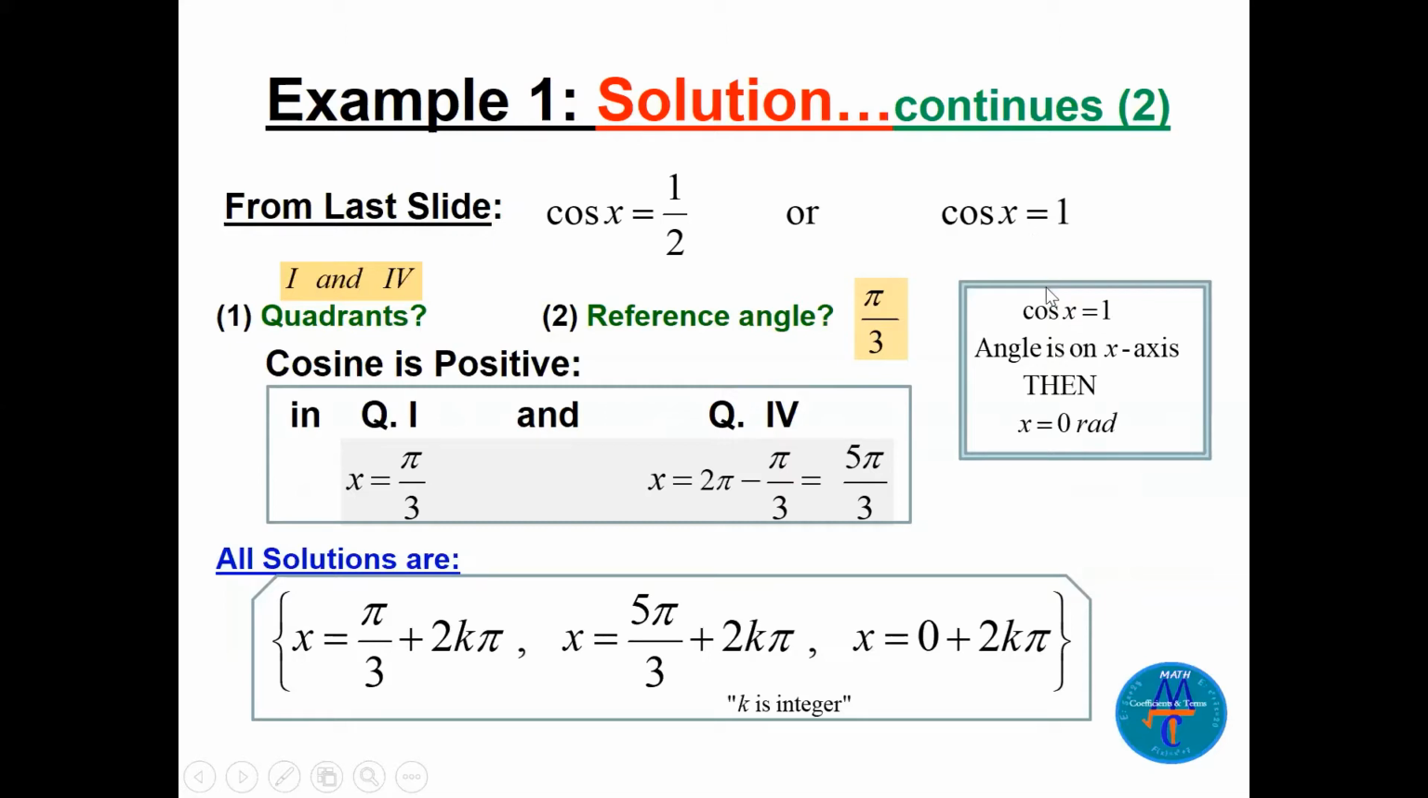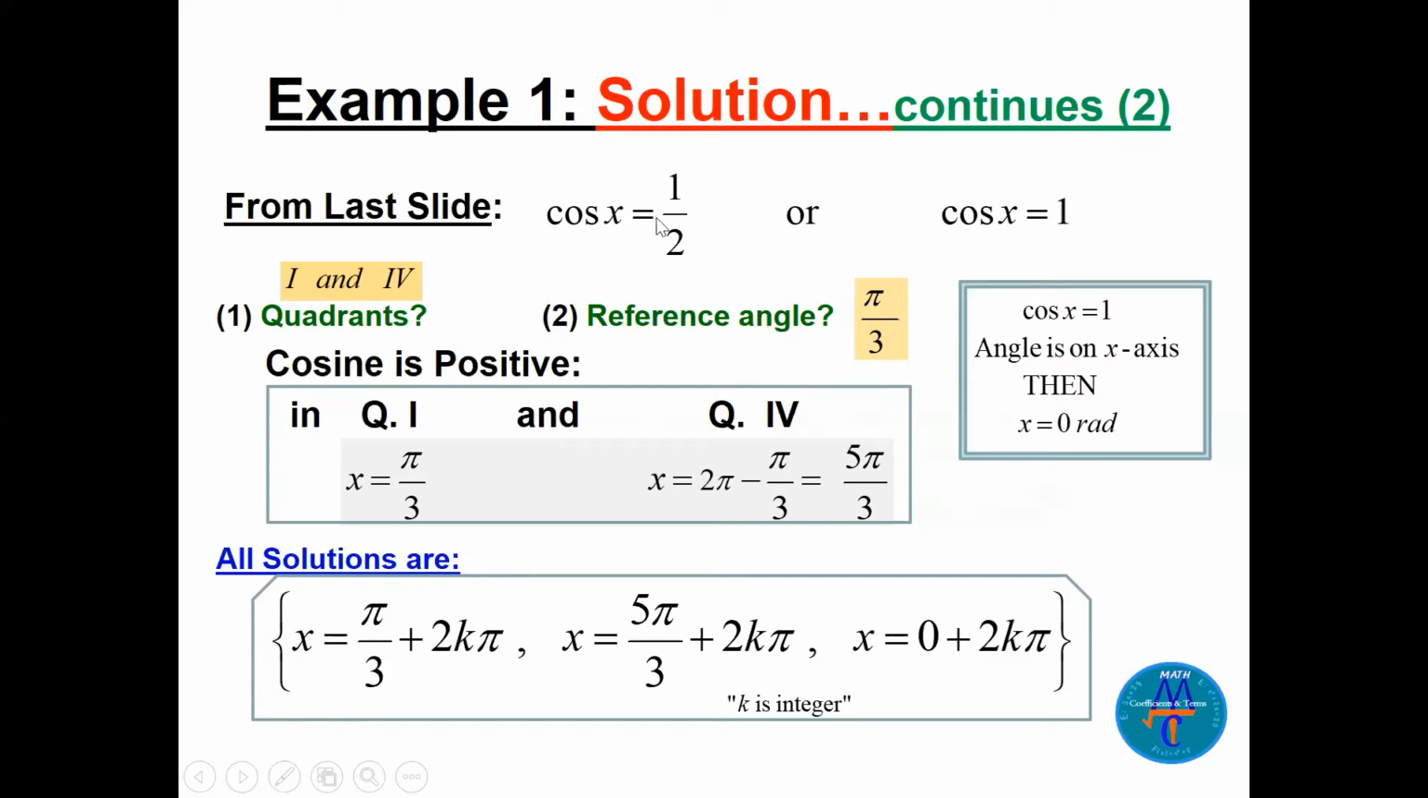This is easy because cosine of x is equal to 1. This angle lies on the x-axis and this angle is 0. Cosine of 0 is 1. Now, if we look at the first one, cosine of x is equal to half, we have to check the quadrants, remember. So we look at the sign here, positive. See, half means positive half. So this is quadrants 1 and 4, where cosine is positive.